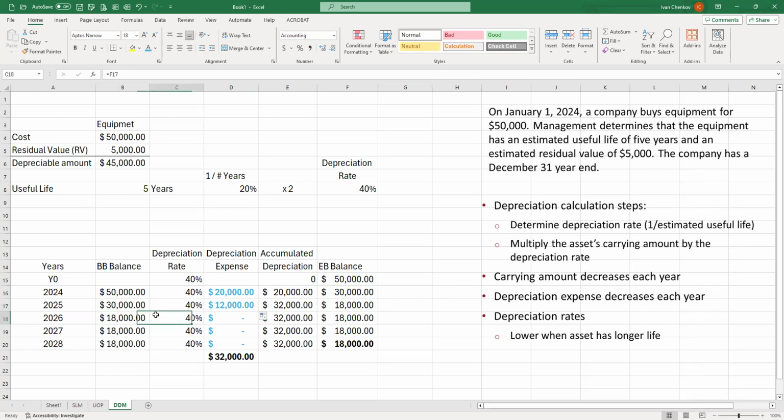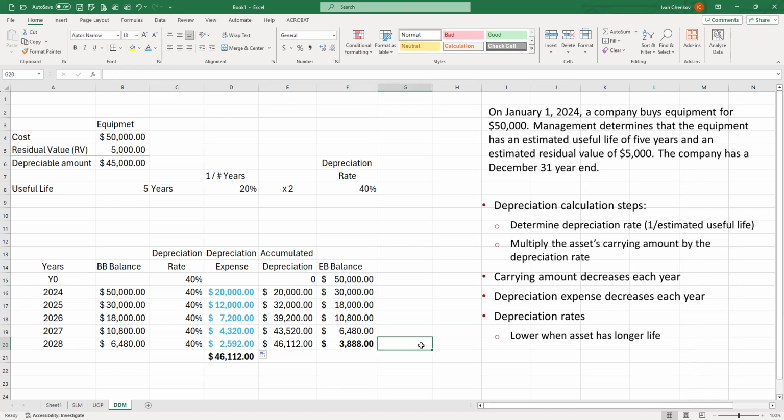18,000, year 3 starts. We're going to apply the 40%. And then our ending balance will be 10,800. 10,800 in year 4. We're going to apply again 40%. And that's going to bring our balance to 6,480. Last year, year 5, we're going to start with 6,480. We're going to apply 40%, and that's going to bring our ending balance to 3,888. But we have a problem.